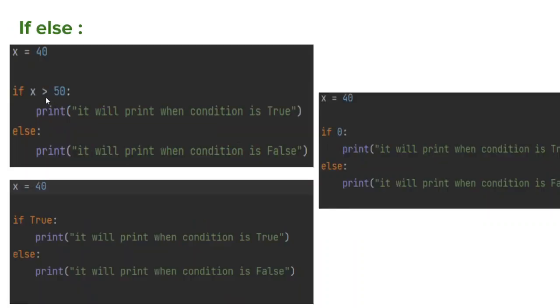We have also seen the if else statement. So if the condition matches, then it will execute the code for that specific if condition. Else, if the condition is false, then it will execute the else part of the code. We can also use True and 0, 1 as well. True is equivalent to 1, false is equivalent to 0.